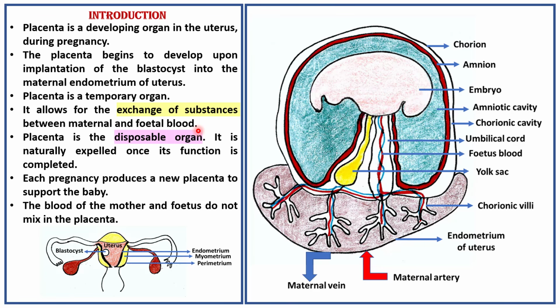Placenta is the disposable organ. It is naturally expelled once its function is completed. Each pregnancy produces a new placenta to support the baby. The blood of the mother and the fetus do not mix in the placenta.